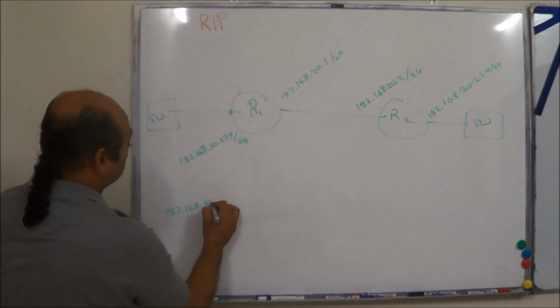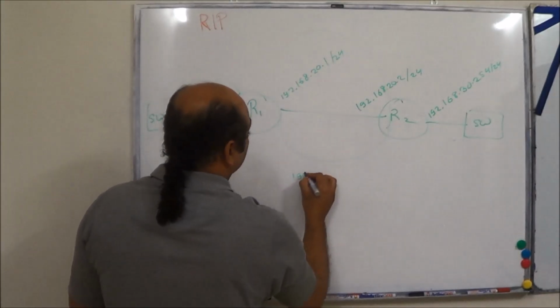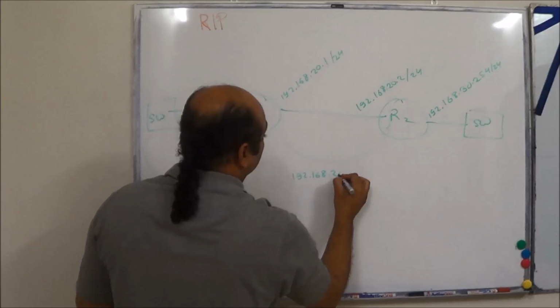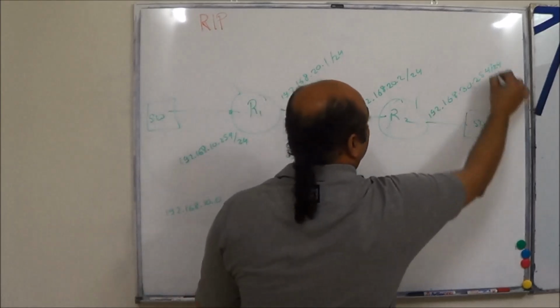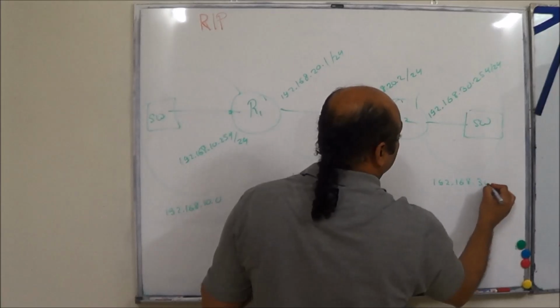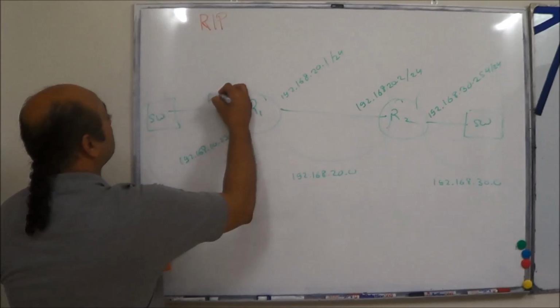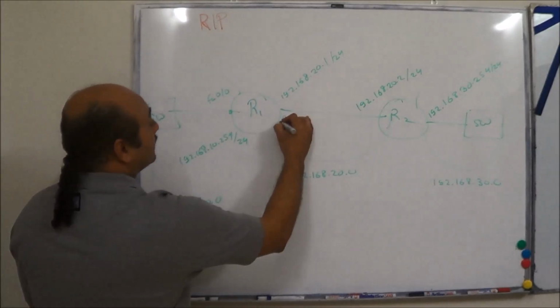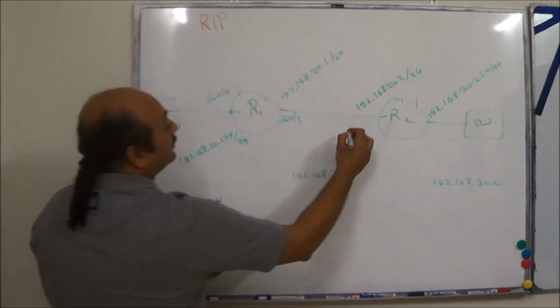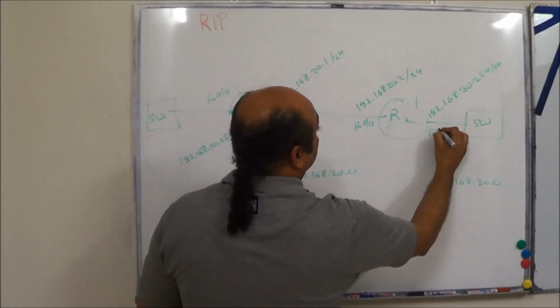192.168.10.0. This network was 192.168.20.0, and this one was 192.168.30.0. Further, this was what? Fast Ethernet 0/0, Fast Ethernet 0/1, Fast Ethernet 0/0, and Fast Ethernet 0/1.